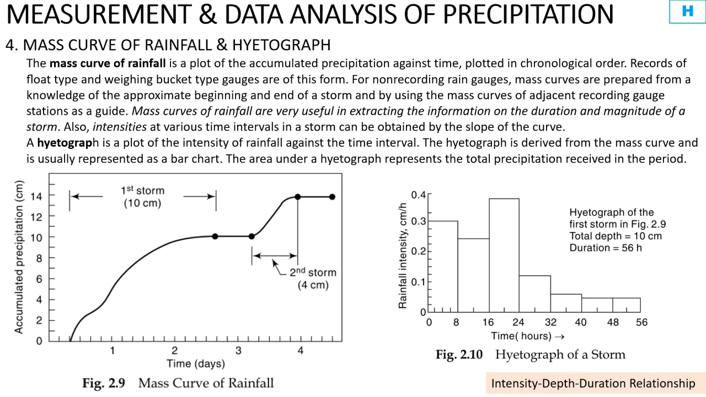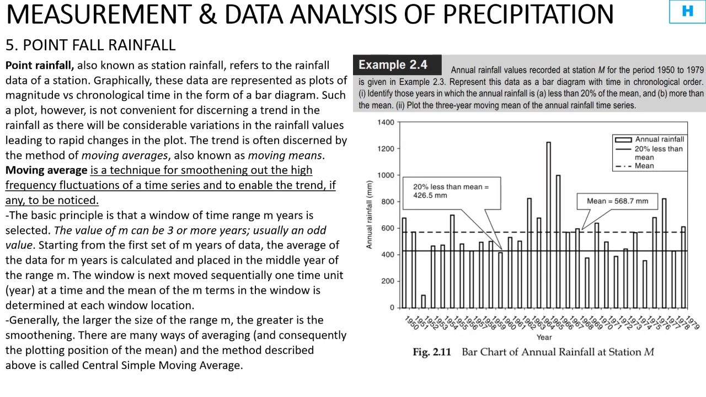And then, hyetograph of a storm. This is a graph naman showing yung duration ng storm versus intensity ng rainfall. So, intensity of rainfall, this is yung increment per time. Ayun, increment ng rainfall over time. We will have an example of this dito sa next topics. So, let's discuss first yung point fall rainfall.